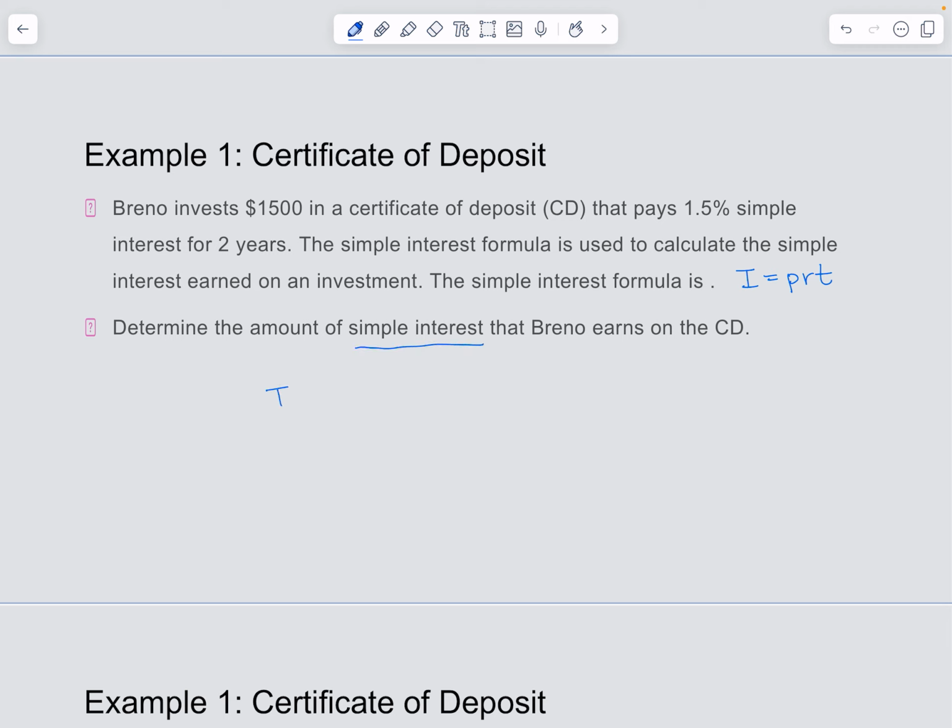I always start by writing our formula and then filling in everything that we know to find out what we don't know. We want I. That means I stays I. Everything else we should be able to plug in. Principal is first. Principal is our starting amount. So in this case, since he invested $1,500, that's our starting amount.